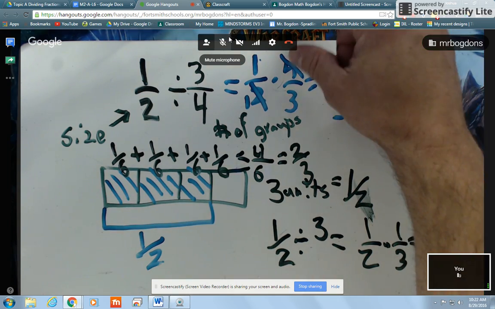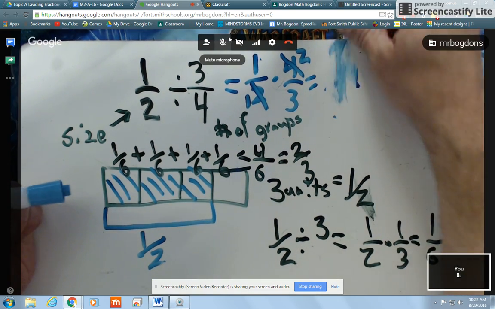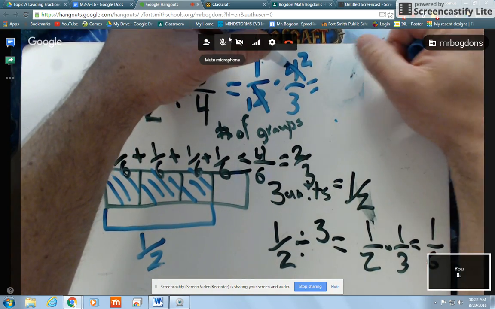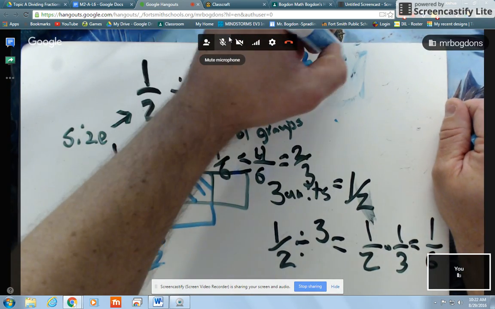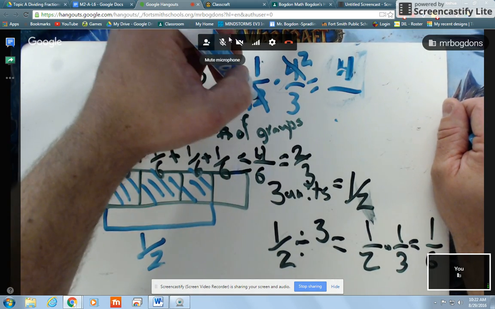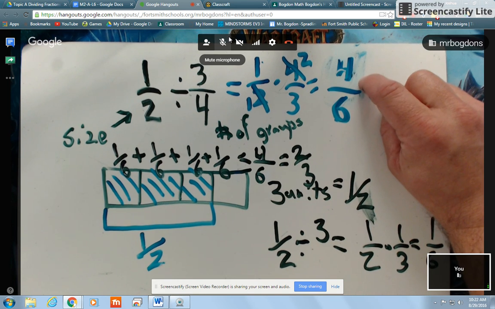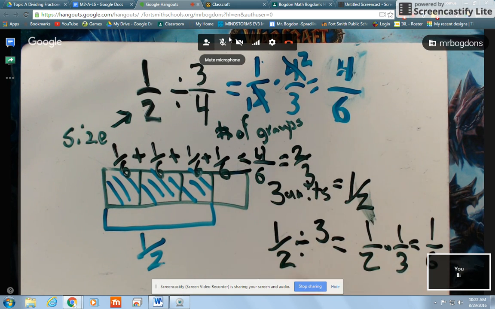And let's say, what if I didn't multiply straight across? Or what if I didn't simplify before I multiplied? So what's 1 times 4? 4. And what's 2 times 3? So do we see how we had the 4/6 here and the 4/6 there? Yes. The two are connected, right? Yes.